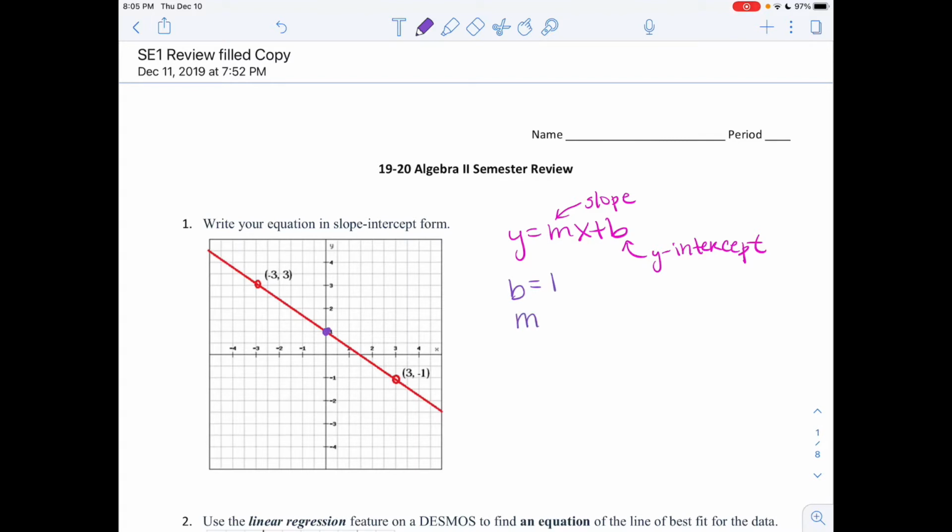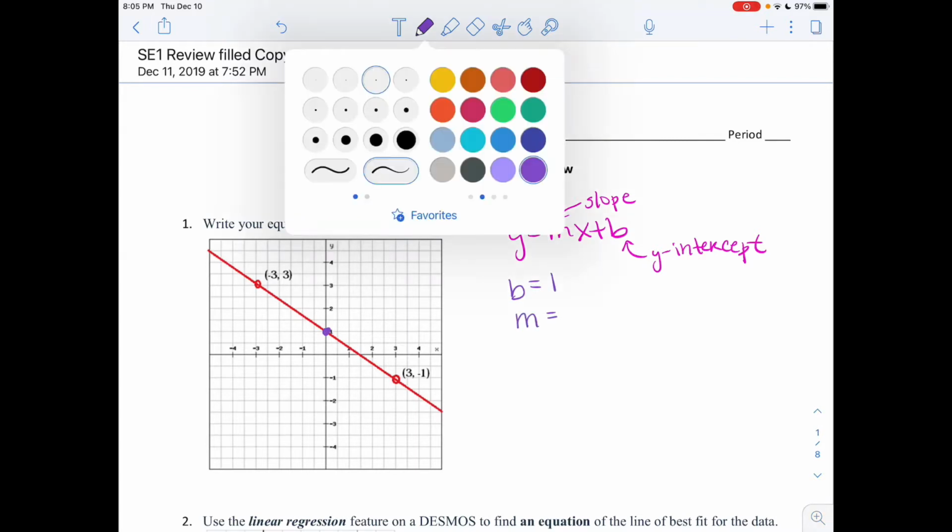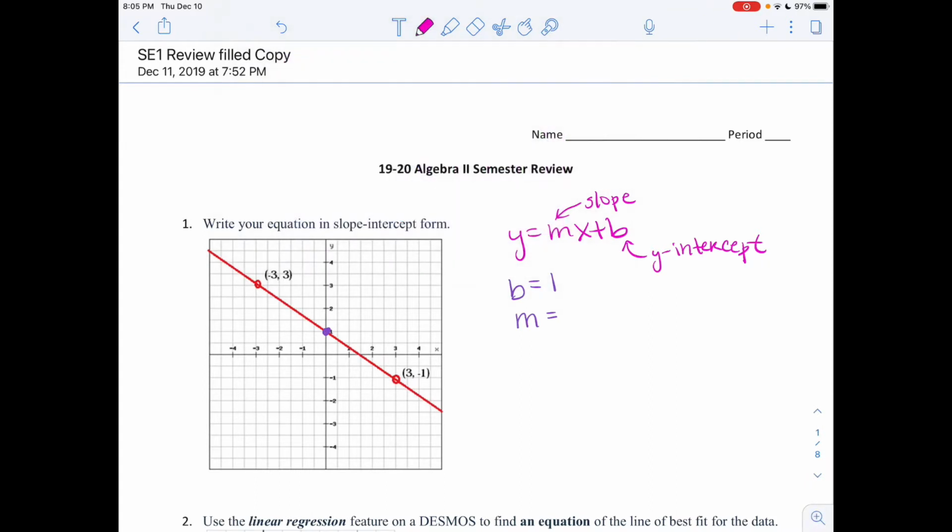Now I want to determine what my slope is. And so in order to do that, I am going to start at my y-intercept and see how far I have to go down before I land on another nice point on our graph. And I can see that I'm going to land on a point right there. And so we have gone down 2 squares and over 1, 2, 3 squares.